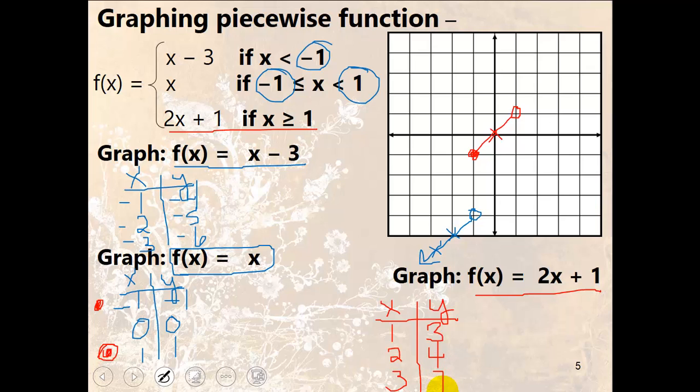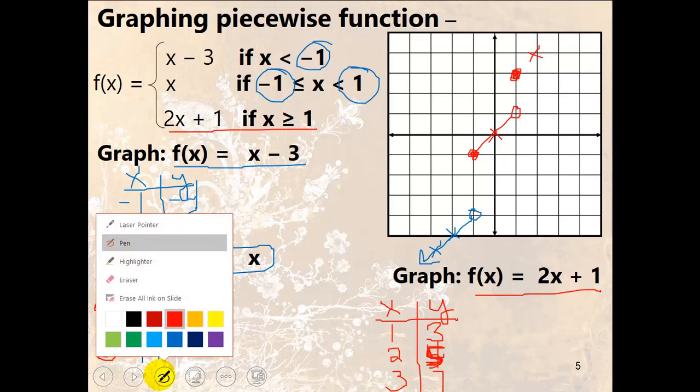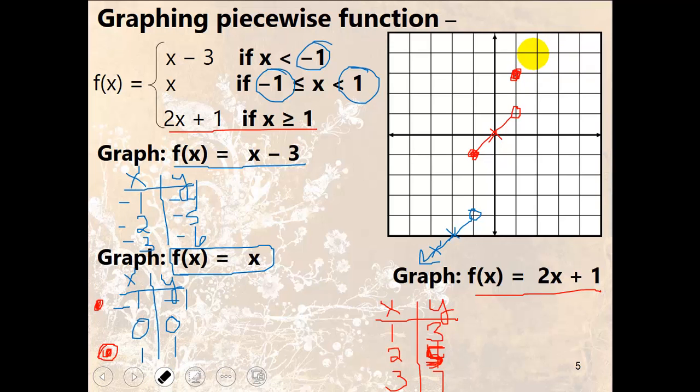So 1, 3, and it's closed. And then 2, 4, and then 3, 7 is off the, oops, this should be 2, 5. You're probably wondering what Mrs. Westrich is doing. 2, 5. And then 3, 7 is further up, and so it's going to go like this. All right.